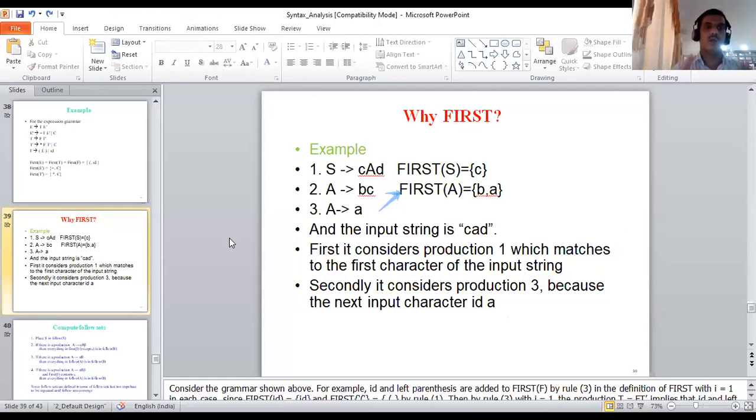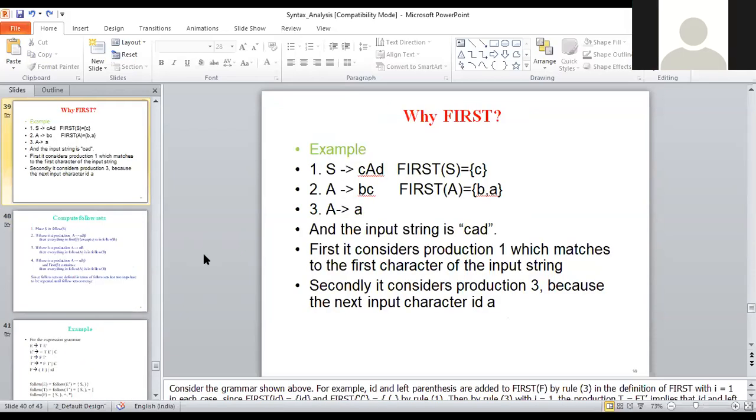If X is a non-terminal symbol, and X tends to alpha, my first of X is nothing but first of alpha, where alpha is a set of symbols. If alpha has a terminal symbol as the first character, then that terminal symbol becomes the first of X. If alpha has a non-terminal symbol as the first symbol, I replace the non-terminal symbol by its production, and I continue this process until I get a terminal symbol for the first of X. By doing this, I'll be able to identify the first of a particular input symbol. Am I clear?